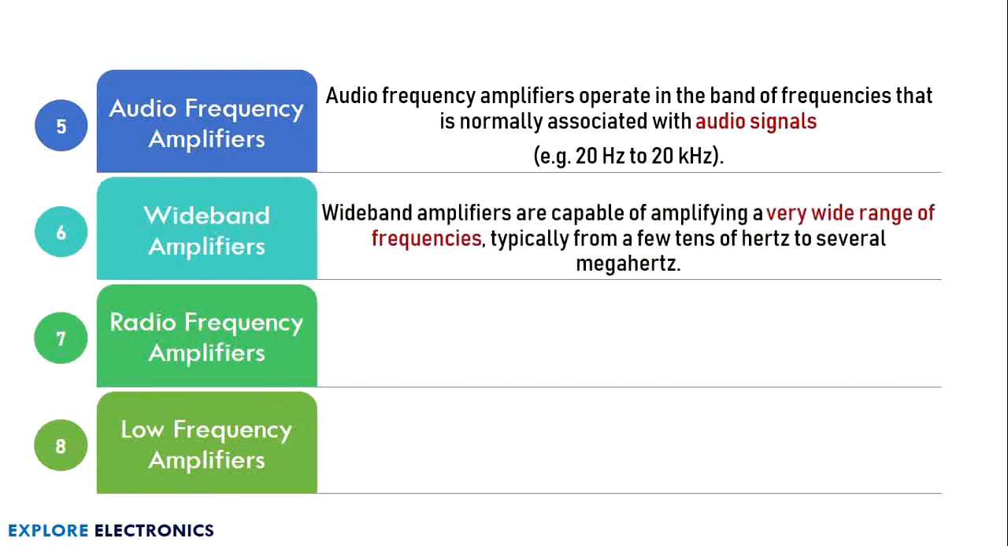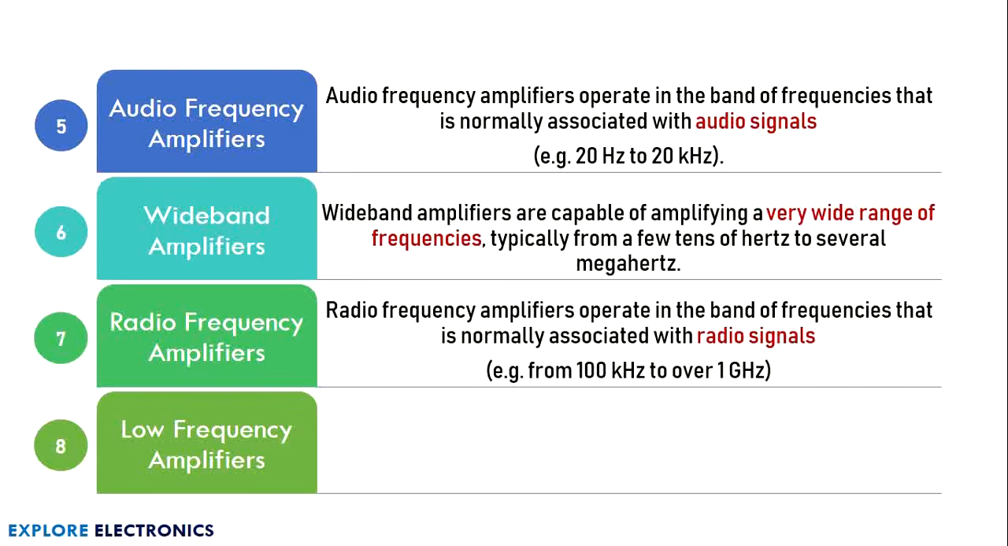Wide band amplifiers. Wide band, as the name itself says, means the range of frequencies which the amplifier is going to amplify is wide. Means from 10 Hz to several megahertz of frequencies, the amplifier is capable of amplifying the signal. That is wide band amplifiers. And then radio frequency amplifiers. You might know the radio frequency will be from 100 kHz to over 1 gigahertz. This range of signals will be called radio signals. So this radio frequency amplifier is going to amplify that range of signals.